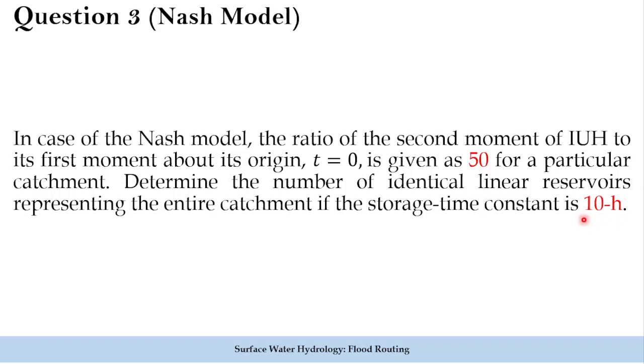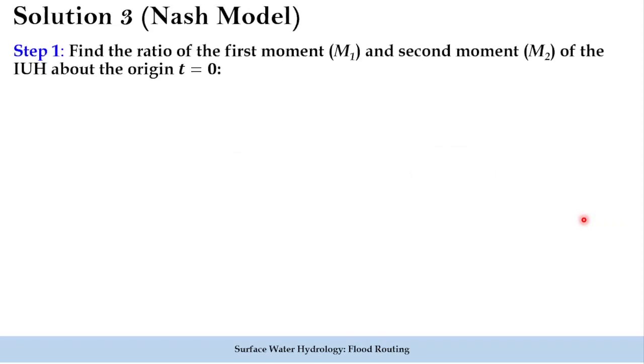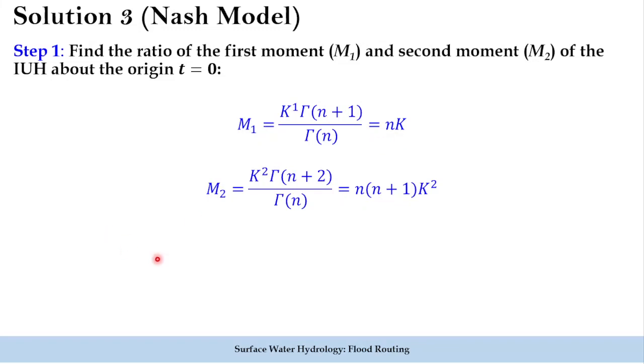So let's see how we can utilize the given information to find out the identical linear reservoirs required in the given catchment. So first step is to find out the ratio of the first moment and second moment of the instantaneous unit hydrograph about the origin. So how to find out the first moment? Here the equation is shown. This is the equation to be utilized to find out the first moment about the origin. Likewise, this equation can be used to find out the second moment about the origin.